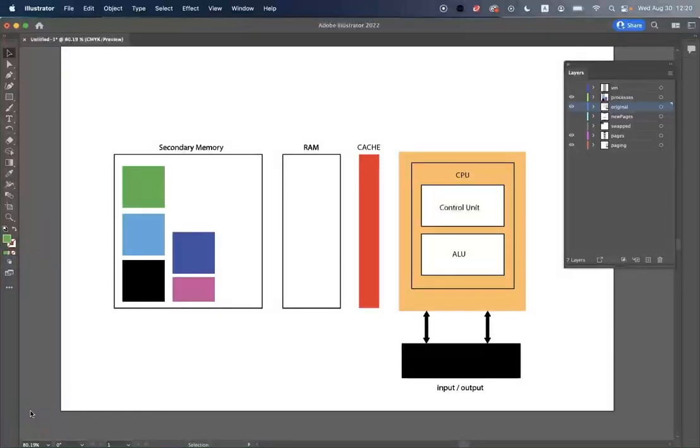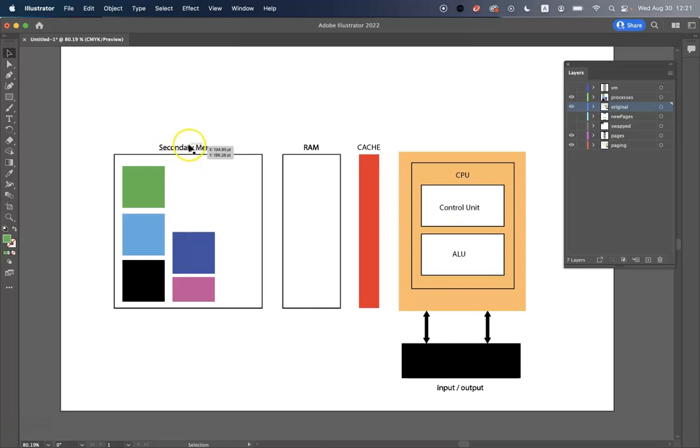Hi everybody, welcome to this introduction to topic 6 in the IBDP Computer Science syllabus. We're looking at system resources. This video will not cover all of the concepts in topic 6, but it will try to cover enough to get you started. Here we've got a representation of typical system architecture.